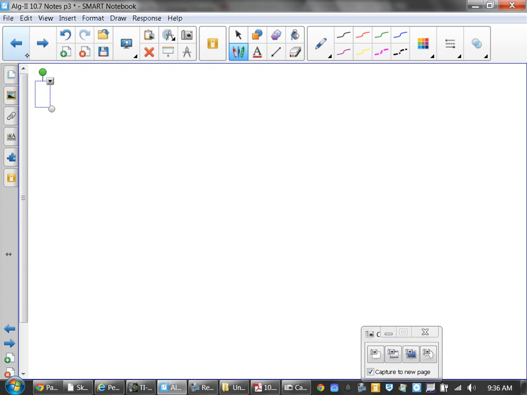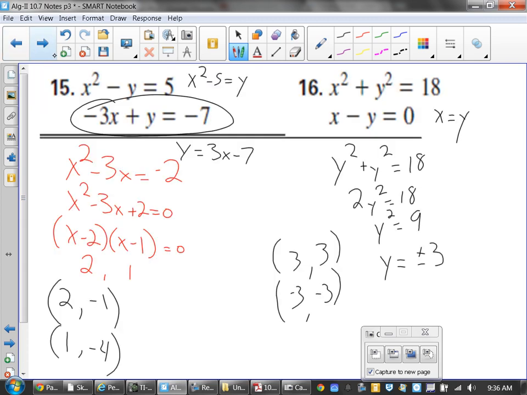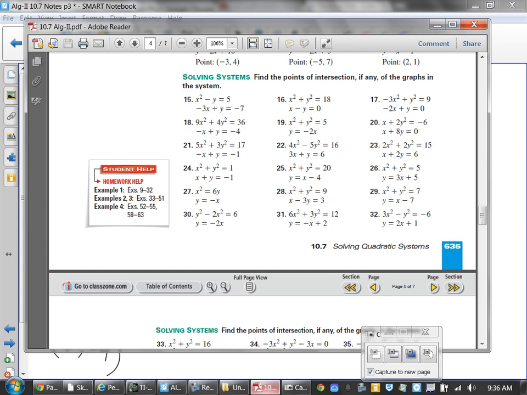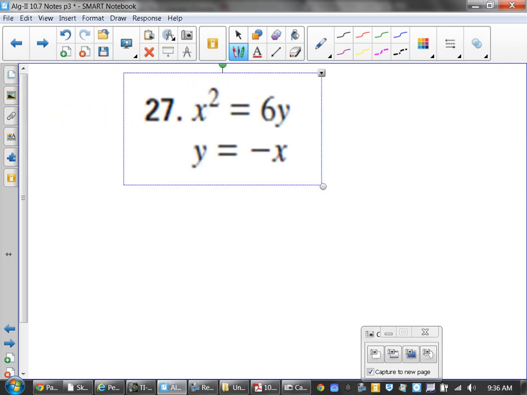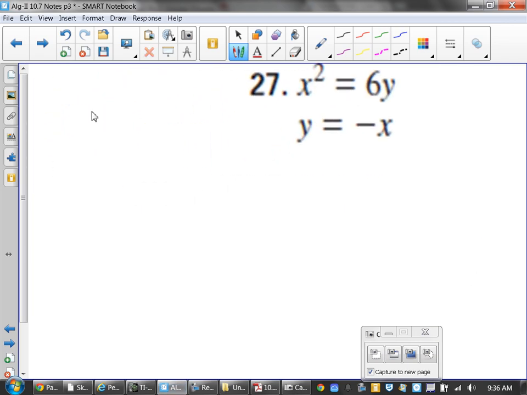What was the next one? 27 and 32? The biggest mistake that I've seen so far on 27 is when you substitute in, I would substitute in negative x for y. You get x squared is negative 6x. You cannot subtract out an x, because it's x times x for x squared, and negative 6 times x. So you add 6x.